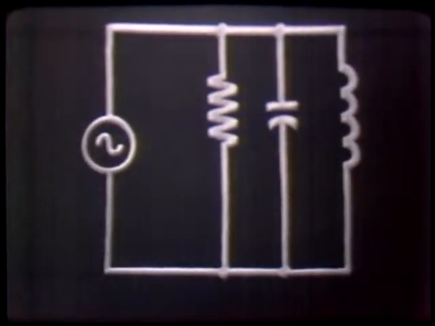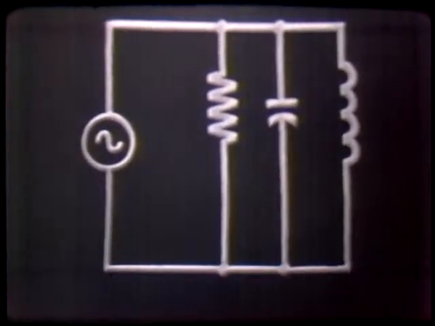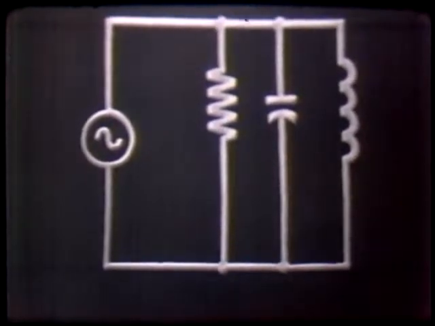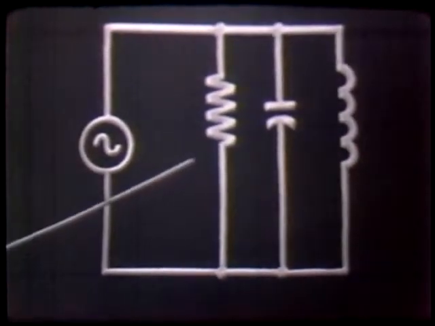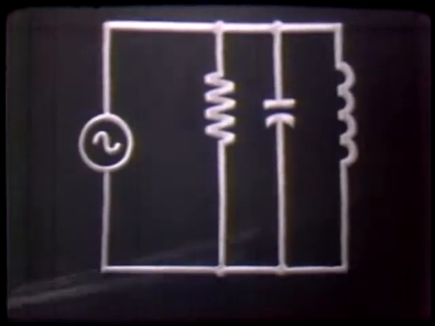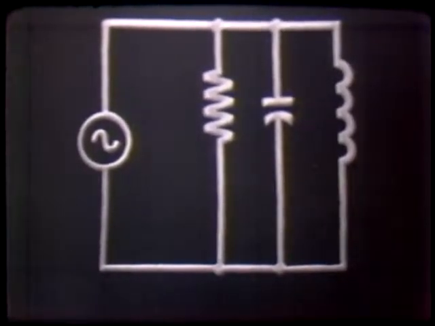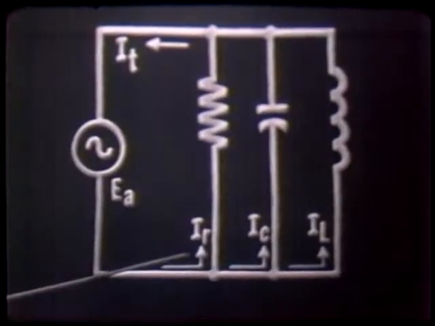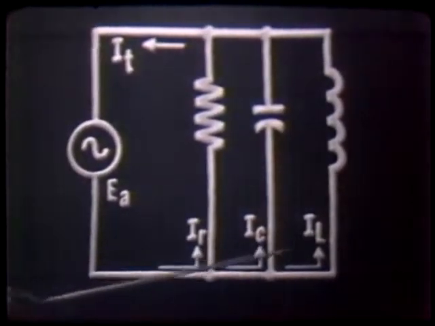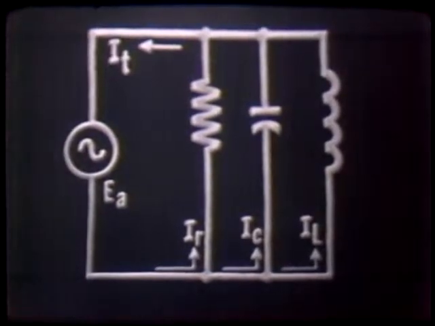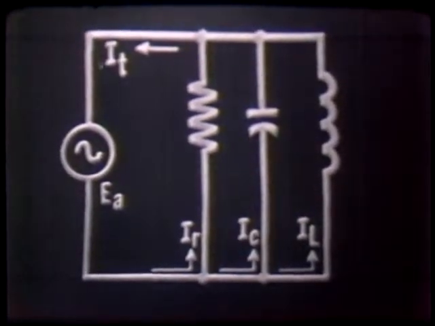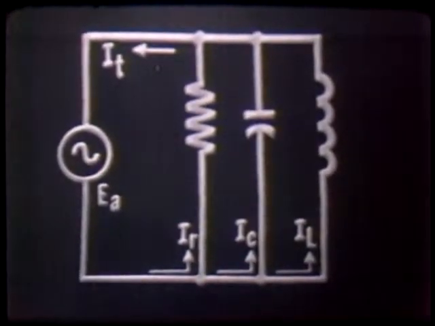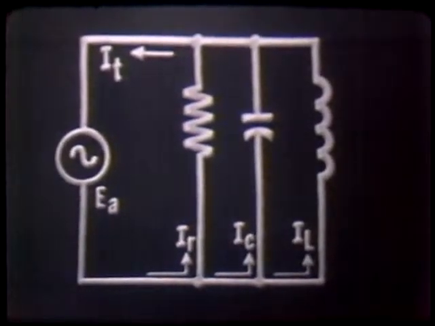Let's closely look at our circuit once again. With the applied voltage felt across each component, R, C, and L, we have three individual branch currents, and they are IR, IC, and IL. Now these three branch currents combine to form our total current, IT.